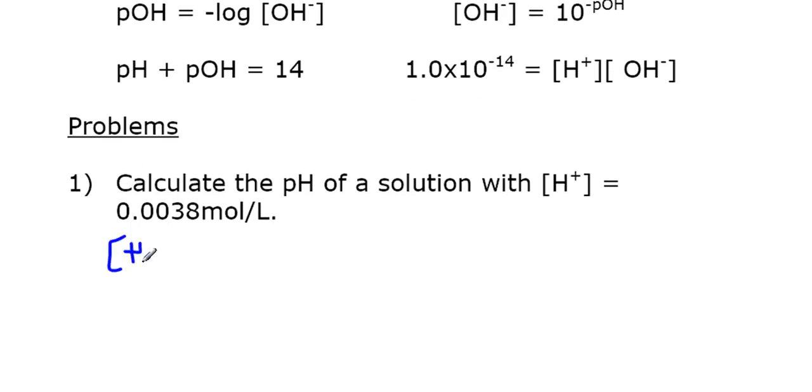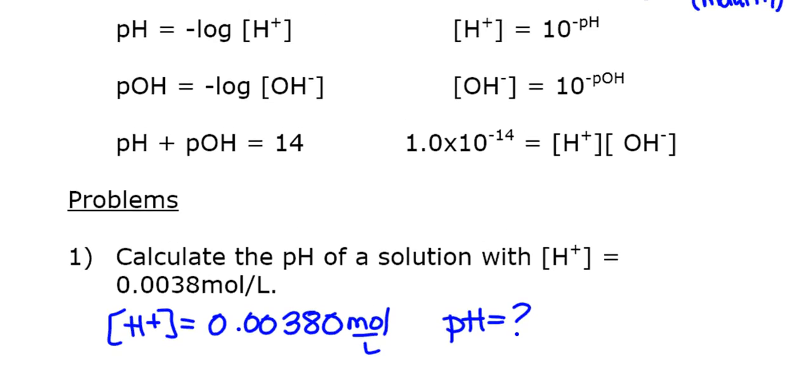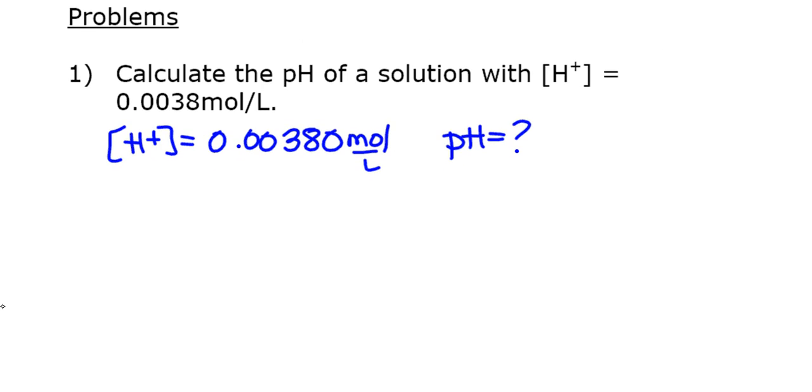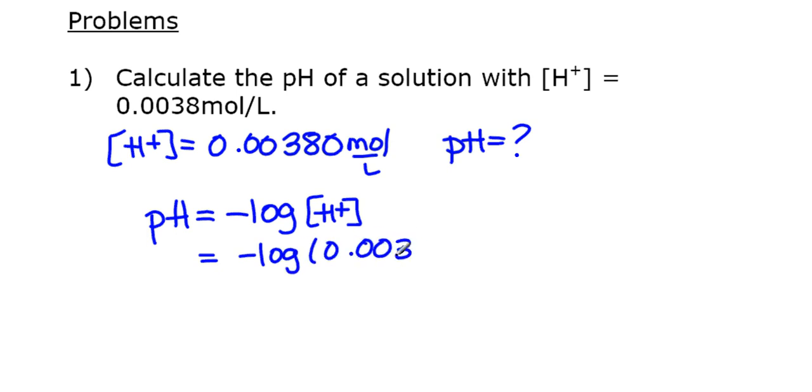So if our hydrogen ion concentration is 0.00380 moles per liter, and I want to find the pH, I'm going to have to go and look at one of my formulas. So if we take a look up here, if I have my hydrogen ion concentration and I want to find pH, I can go right away and use my first pH formula. So let's go ahead and try that. pH is going to be negative log and put in hydrogen ions in there. And I want you to try this in your calculator just to make sure you've got the right hang of it. And plug that in your calculator and see what you get.